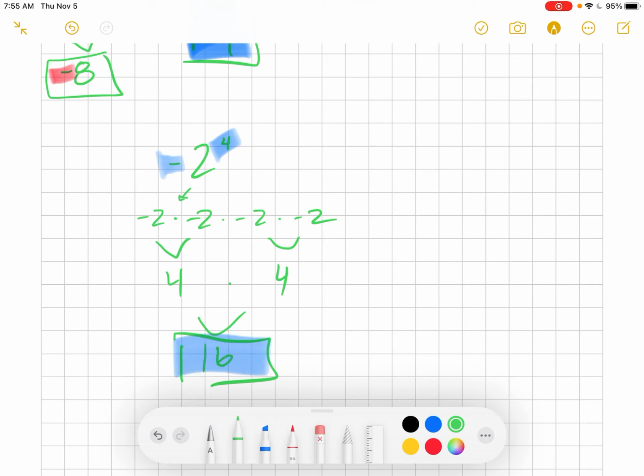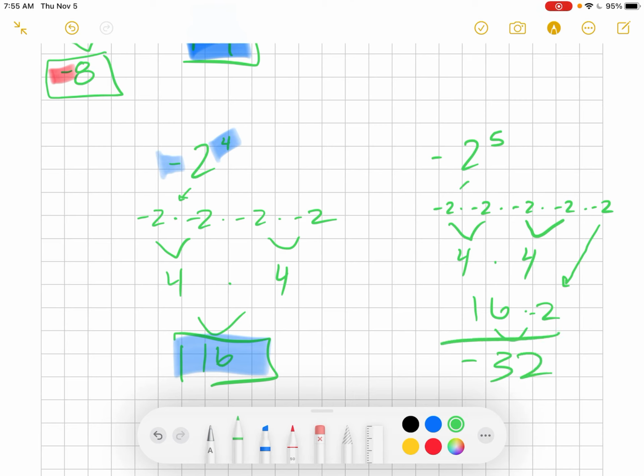Okay, let's try negative 2 to the 5th. So negative 2 times negative 2 times negative 2 times negative 2 times negative 2. Negative 2 times negative 2 is positive 4. Negative 2 times negative 2 is positive 4. 4 times 4 is 16. And then we got to bring down this guy. Times negative 2 is going to be negative 32. And check it out. This negative symbol in front of the 2 combined with the odd numbered power made a negative answer.